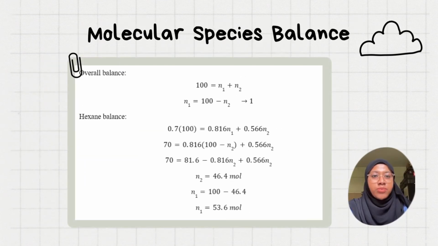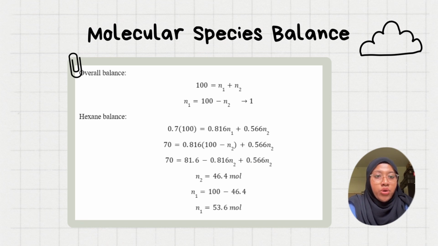Next, we will do the molecular species balance. This topic we have learned during the mass balance course in semester 2. So, we do molecular species balance to get the total moles for the outlet streams, which are N1 and N2. Firstly, we do the overall balance, which is 100 equals N1 plus N2. Then, we arrange the equation to N1 equals 100 minus N2. Next, we do the hexane balance, which is total inlet equals total outlet.